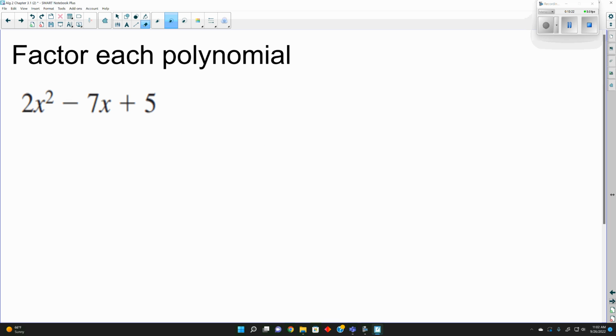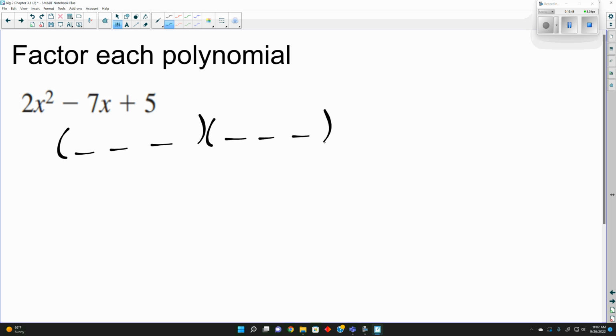All right, let's look at the next one here. 2x squared minus 7x plus 5. So, is there a greatest common factor between these three terms? No. One will go into all of them, but it really doesn't change anything. So we can move on to our 2 sets of parentheses with 3 spaces.